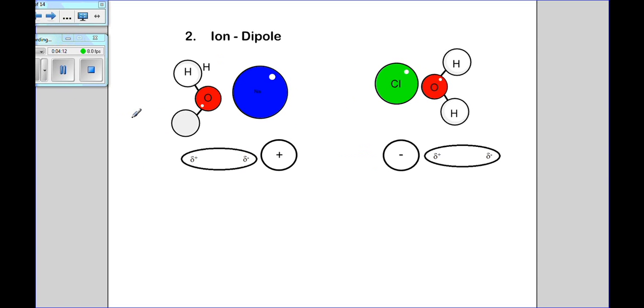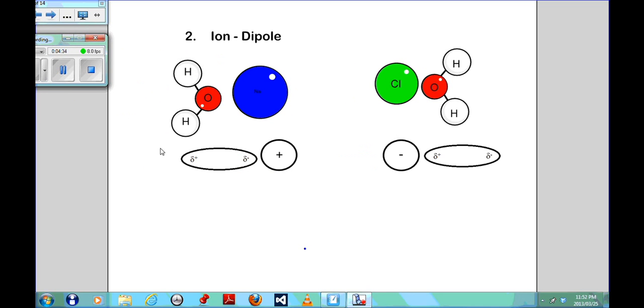Now, another example of an intermolecular force will be found between an ion and a dipole. So here we have water, which is a dipole, or a polar molecule. And as we discussed previously, we know that water has an oxygen side, which is slightly negative, and a hydrogen side, which is slightly positive. So when we have the water molecule coming into the vicinity of a sodium ion, we see a bond takes place.